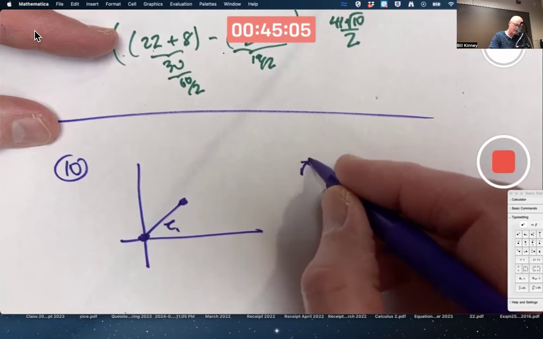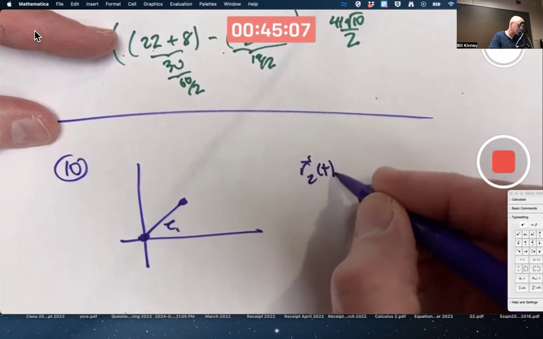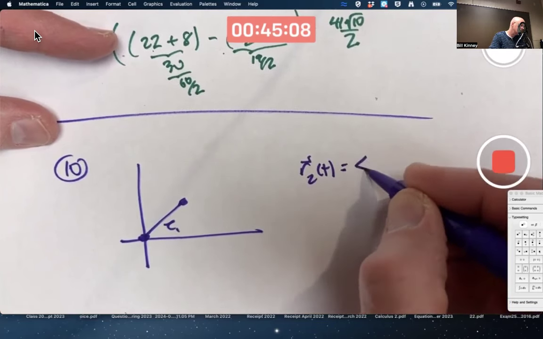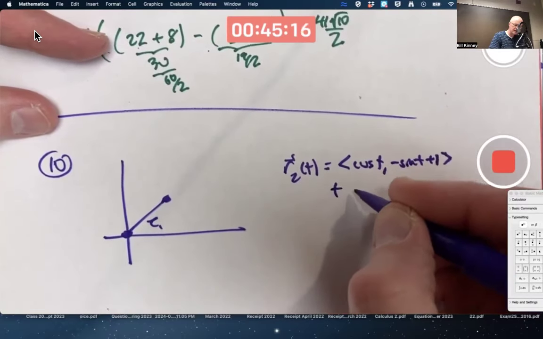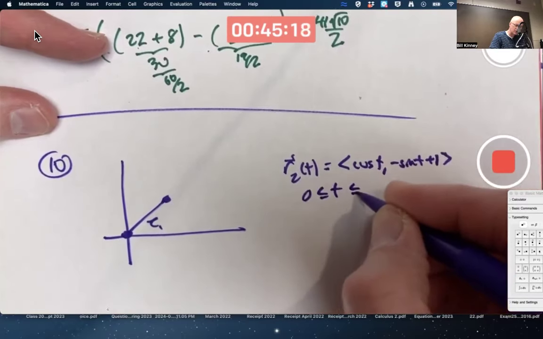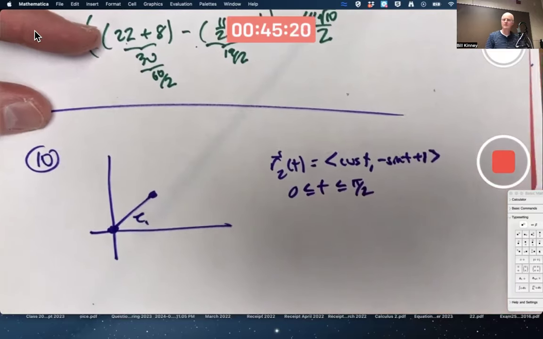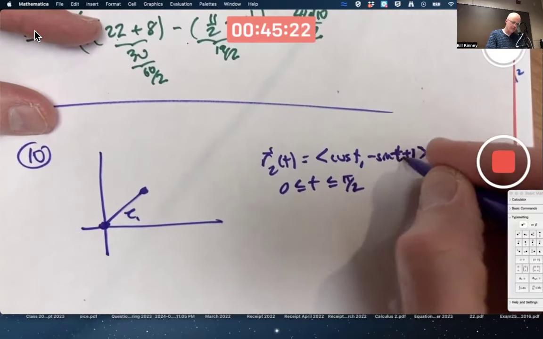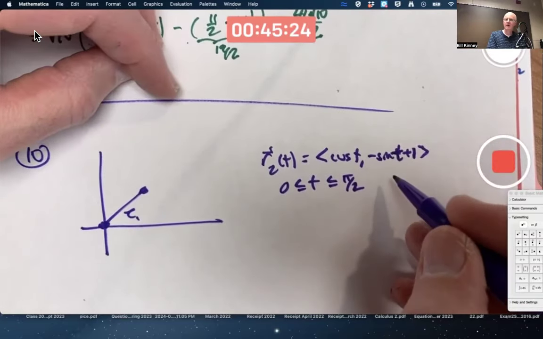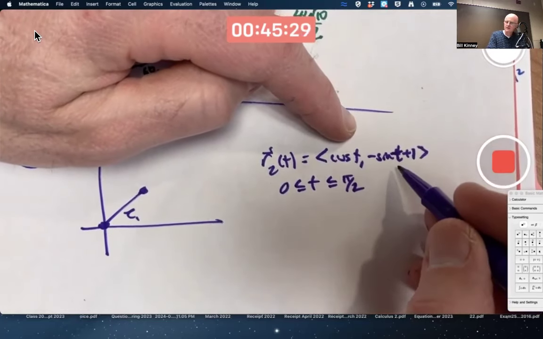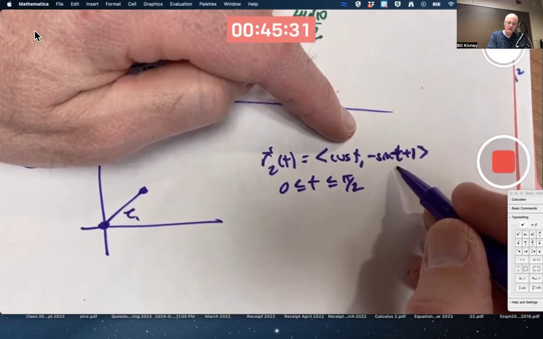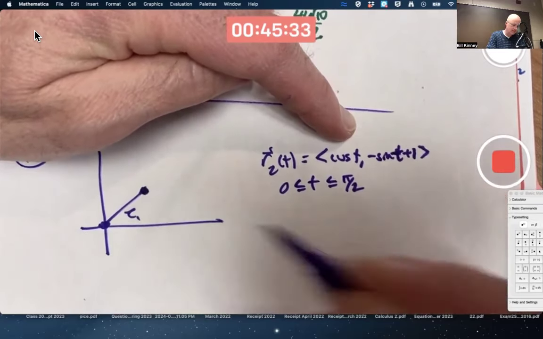I'm going to call it R2 of t. There's going to be an R1 of t as well. R2 of t is cos t, negative sine t plus 1, with t between 0 and pi over 2. Where would this quarter circle be? Think about plotting points. When t is 0, cosine of 0 is 1, sine of 0 is 0. You'd be at the point (1, 1) when t is 0, which is right there.